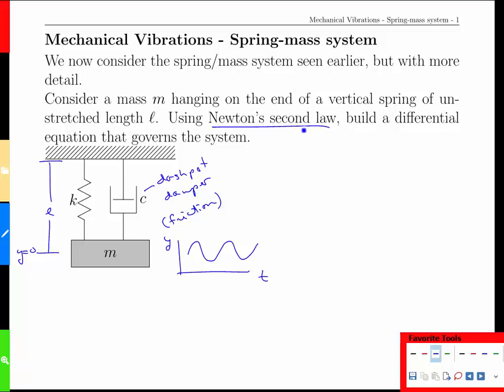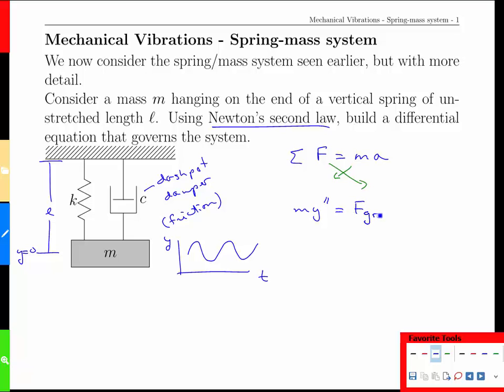Now the nice thing about Newton's second law is it leads straight into a differential equation. The sum of the forces equals mass times acceleration. Well, we're going to move these things around, put the mass on the one side and the forces on the other, because the mass and acceleration are usually the simplest part. If y is a position, then the acceleration is simply its second derivative.